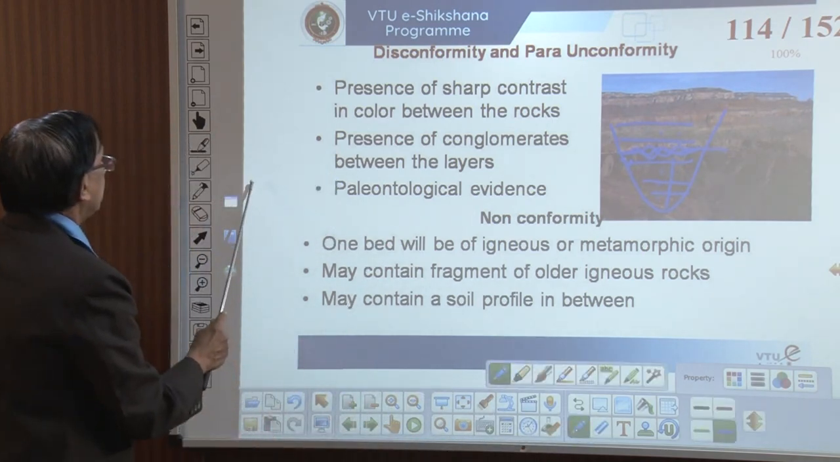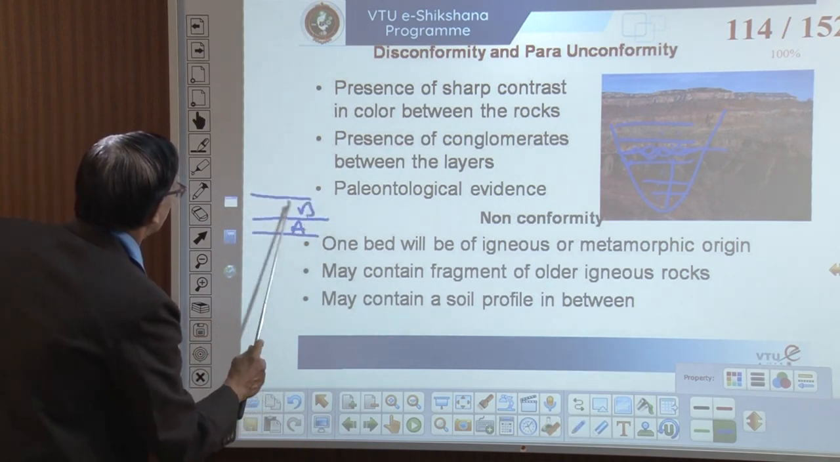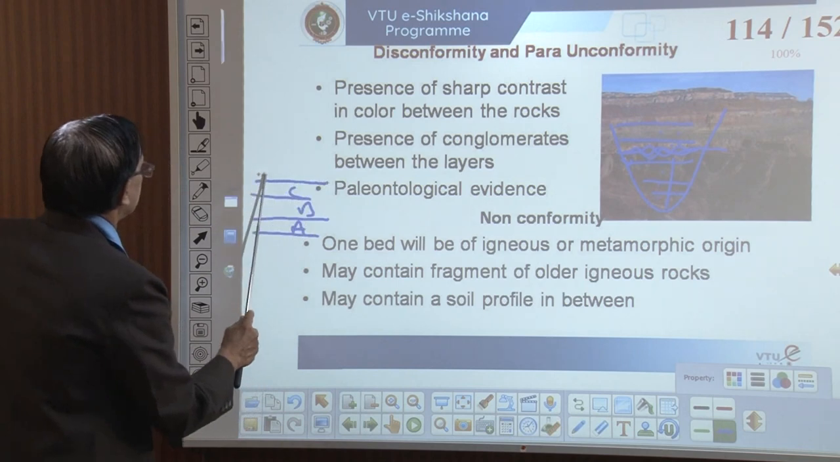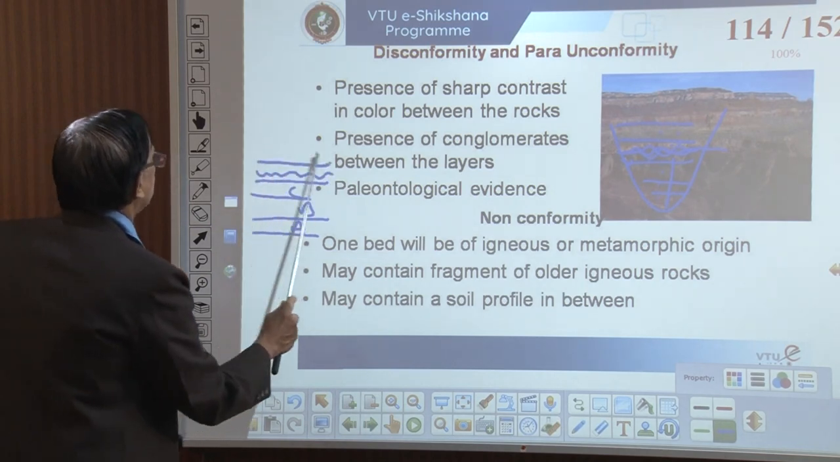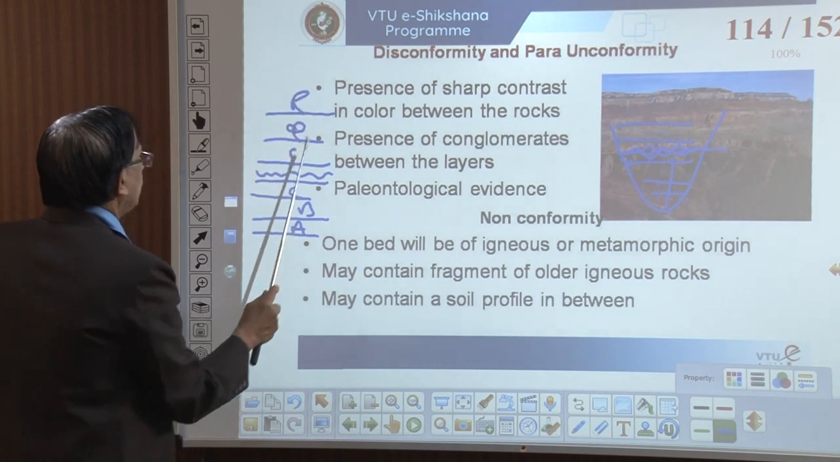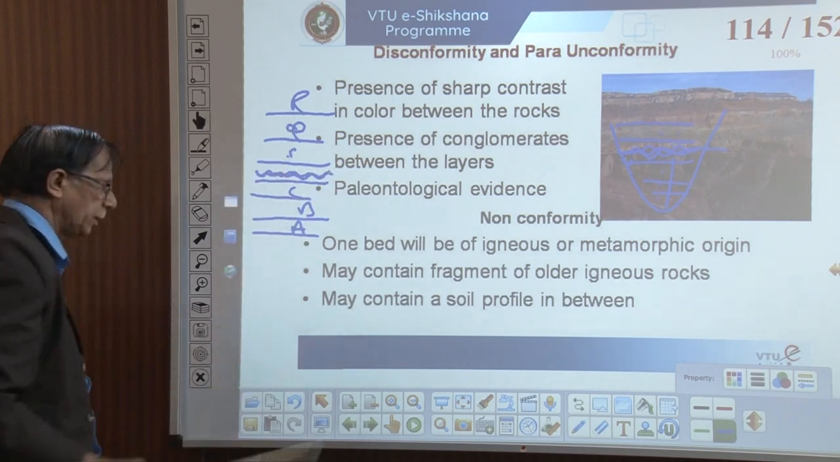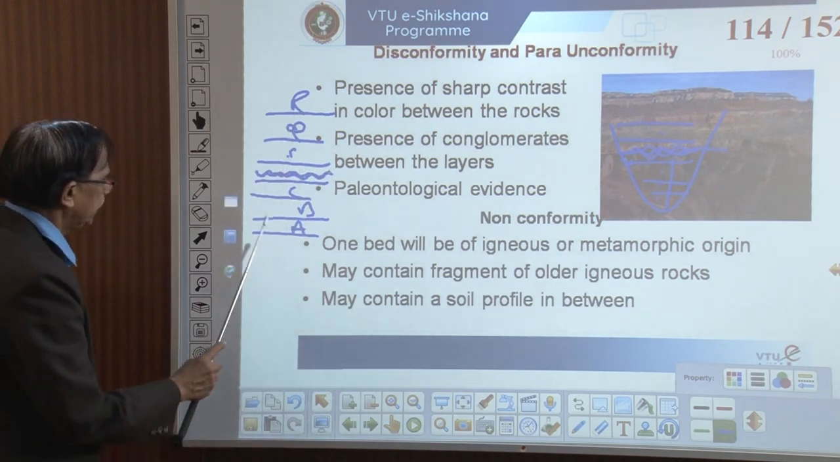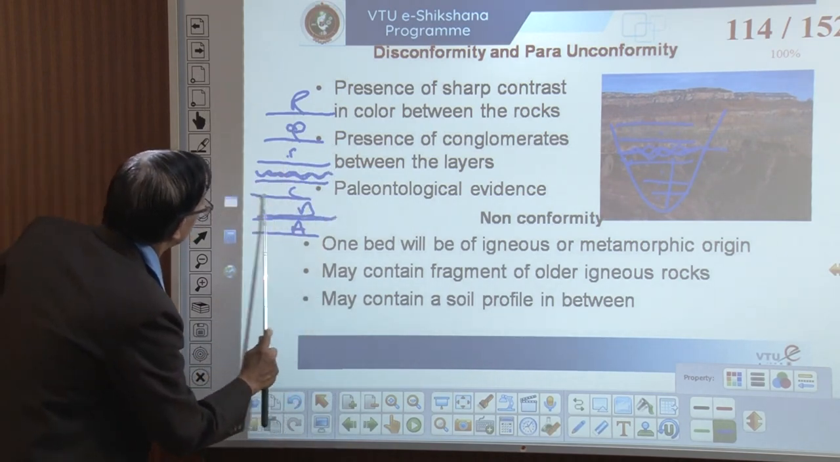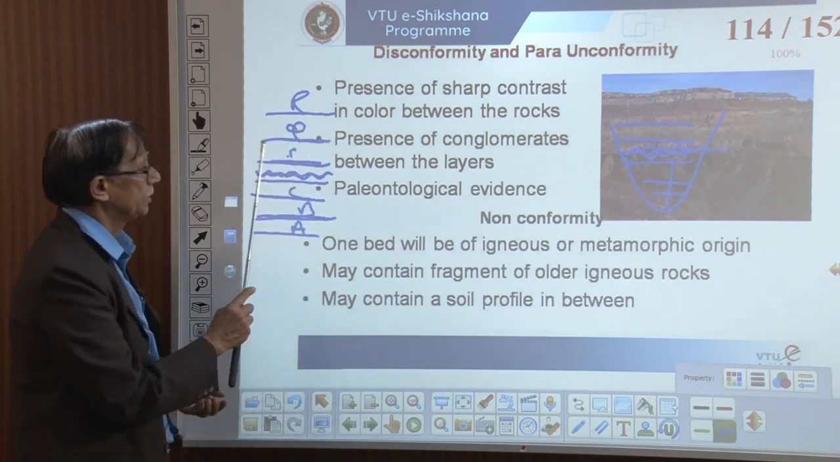we have a layer of rocks A, B, C, like that, then there may be a layer of soil, then P, then Q, then R. Between P and C bed, a weathered soil layer is present. Generally, they do not exist between the other layers. Soil is not there, only between this.